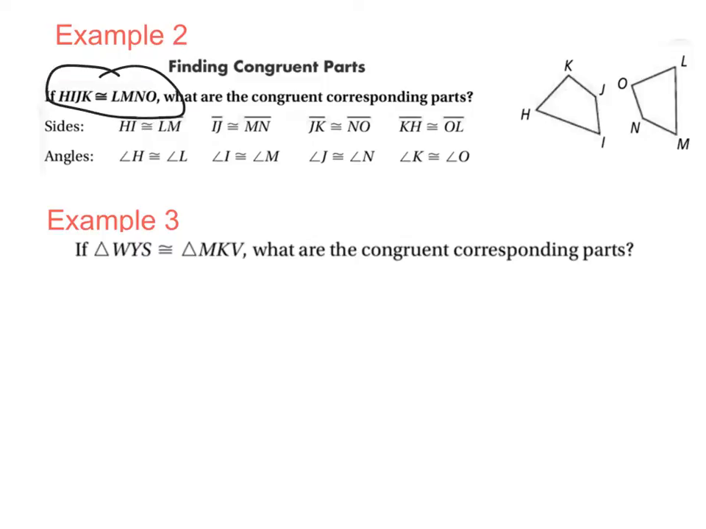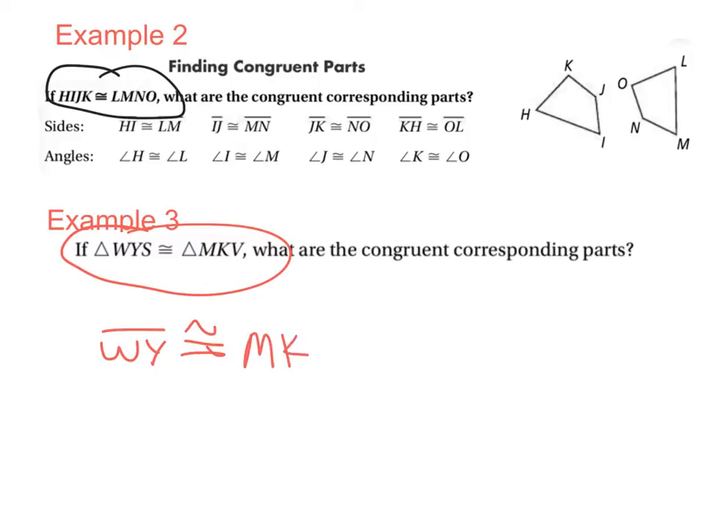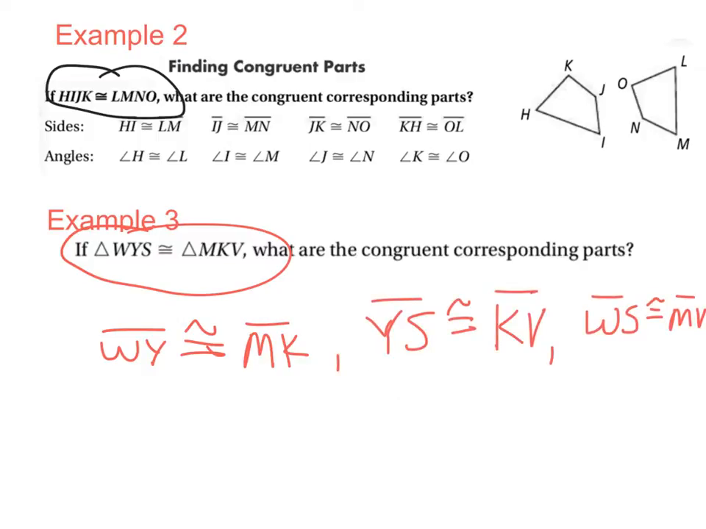So the next example does not have a picture, and so we need to come up with the congruent corresponding parts just from our congruent statement. So let's start with the sides, and we could say side WY, use correct notation, is congruent to MK. And likewise, we can finish off the other statements as well.